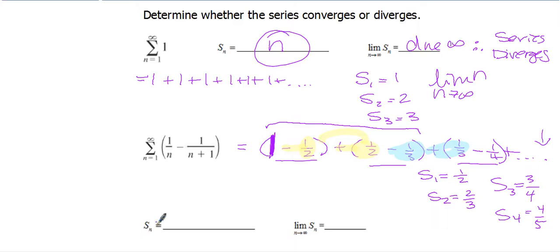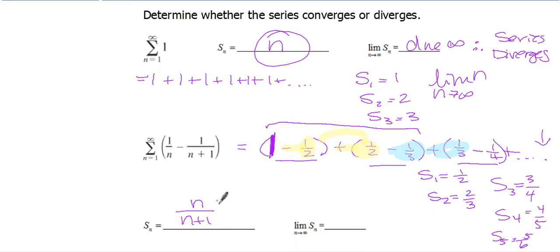Okay, so let's look at this. If we wanted to find a formula for the partial sums, the first partial sum is 1/2, the second one is 2/3, the third one is 3/4, and so it looks like it's going to be n over n plus 1. The fifth partial sum would be 5 over 6, and so on.